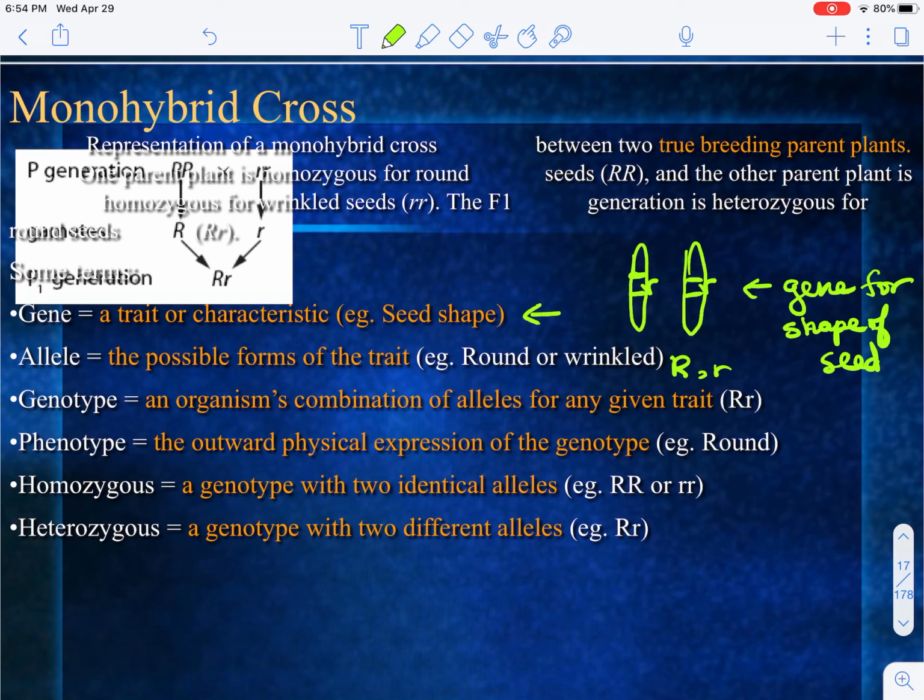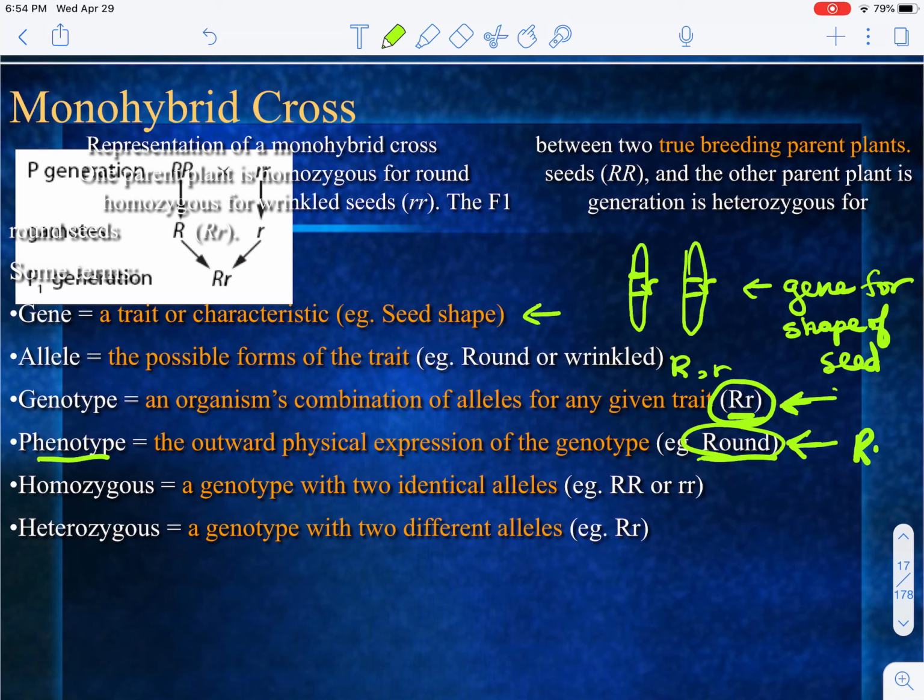And the alleles possible in this case is that there could be round or possibly wrinkled versions of that gene. The genotype would be when you look at both of those chromosomes at one time and you see what combination they have, that would be the gene combination or genotype. Whereas the phenotype is the physical nature of that organism because of that gene combination. Physically, they will look this way.